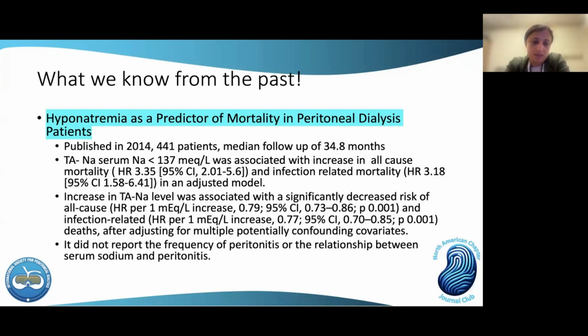It also showed that when you improve the serum sodium, the mortality goes down. For example, for every 1 milliequivalent per liter increase in serum sodium, the hazard ratio was down to 0.79 for all-cause mortality and down to 0.77 for infection-related mortality. So this was significant. However, this study did not report the frequency of peritonitis or the relationship between serum sodium and peritonitis.